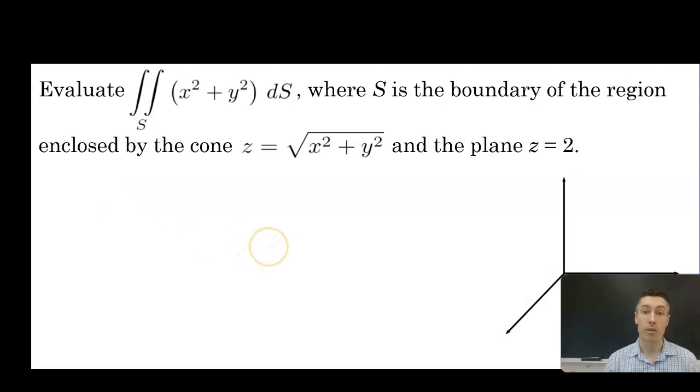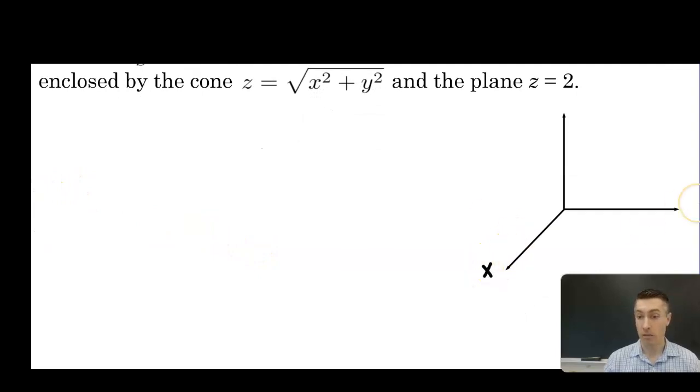Now evaluate the double integral over S of x squared plus y squared dS, where S is the boundary of the region enclosed by the cone z equals square root of x squared plus y squared, and the plane z equals 2. So here we have a closed surface.